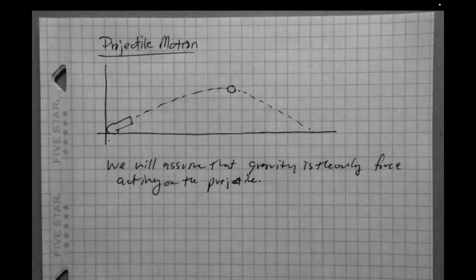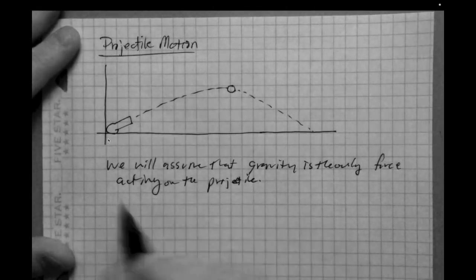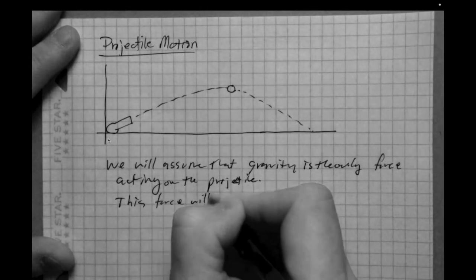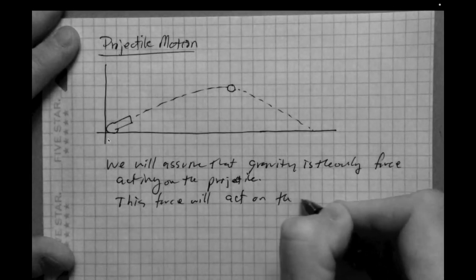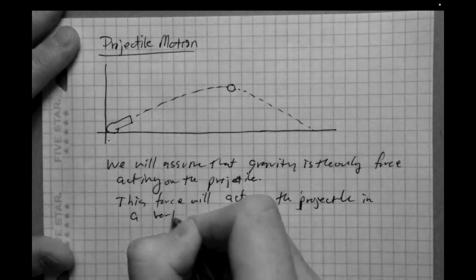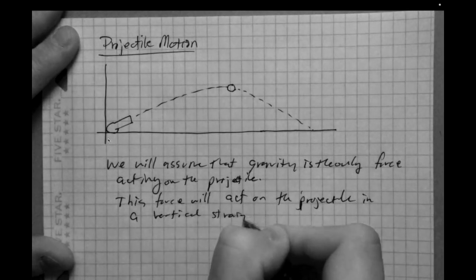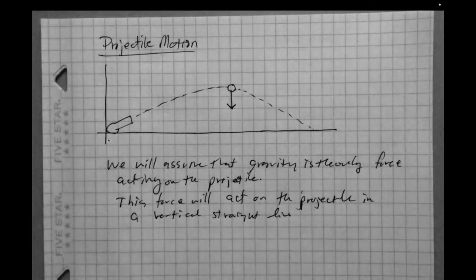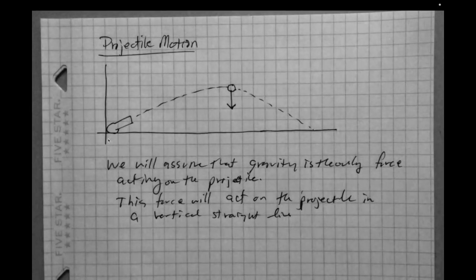Okay. And so that gravity would act on the projectile in a straight line. The force of gravity would act on it in a vertical straight line. Right, so basically it's going to be the force that pulls the projectile back down to the ground.